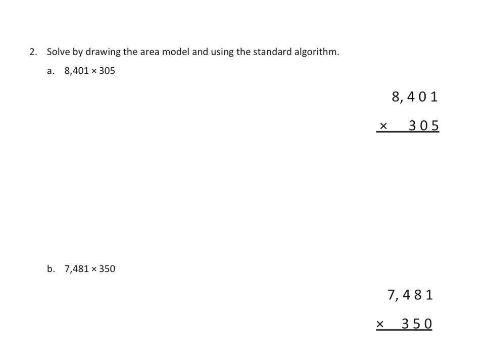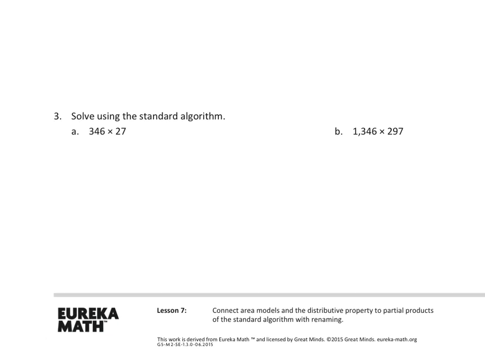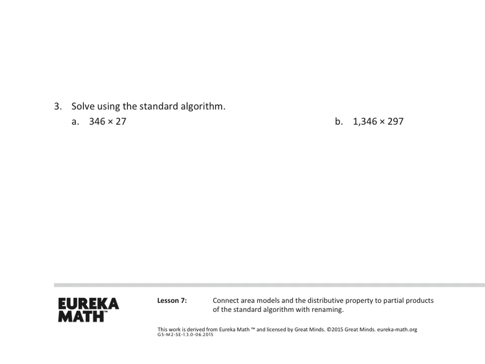So in 2A and 2B, it's the same thing, more practice using area model and standard algorithm. We're going to skip that one. So let's go over to number 3, and solve some problems using only the standard algorithm, because I think we want to start using this method for our multiplication. But we do want to do it very carefully, otherwise we're going to make a silly mistake and get the wrong answer. So let's do A. We have 346, and we're going to multiply it by 27.